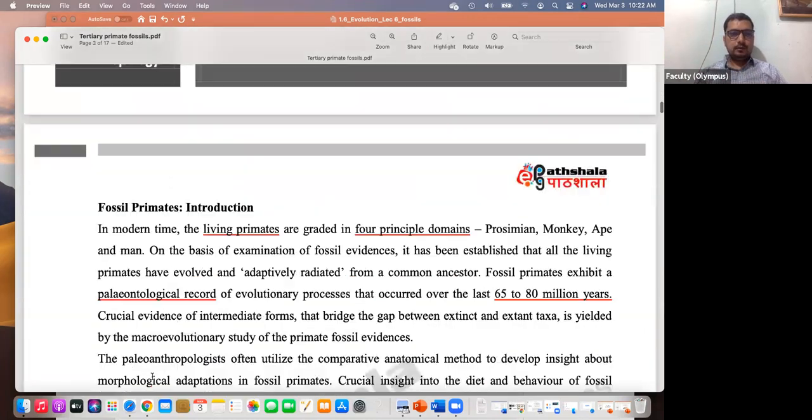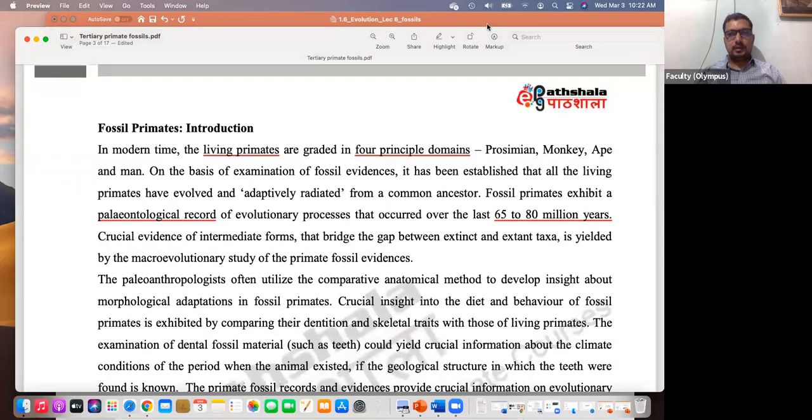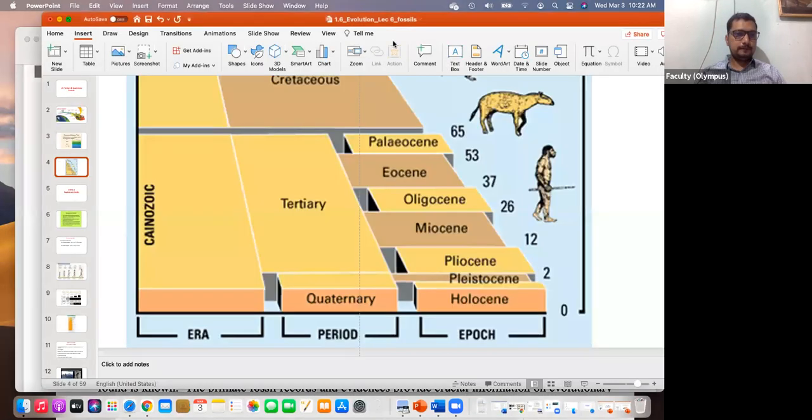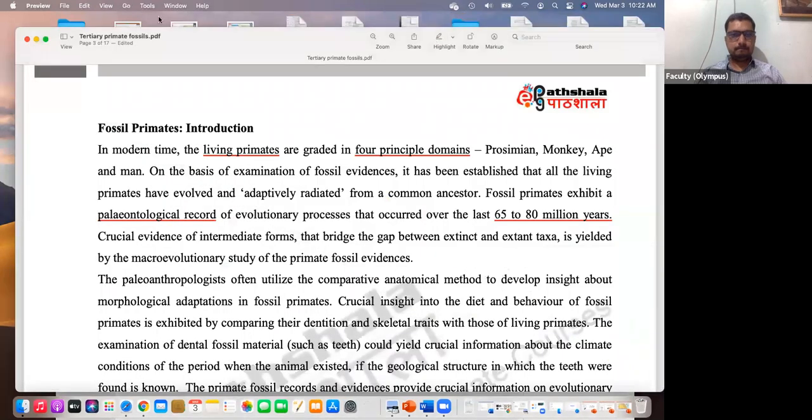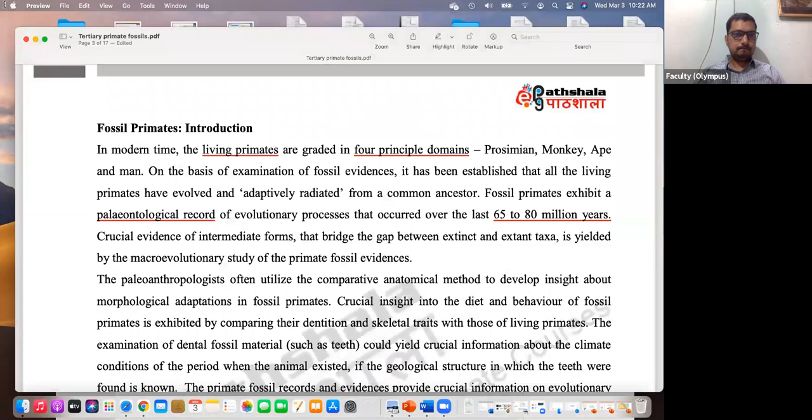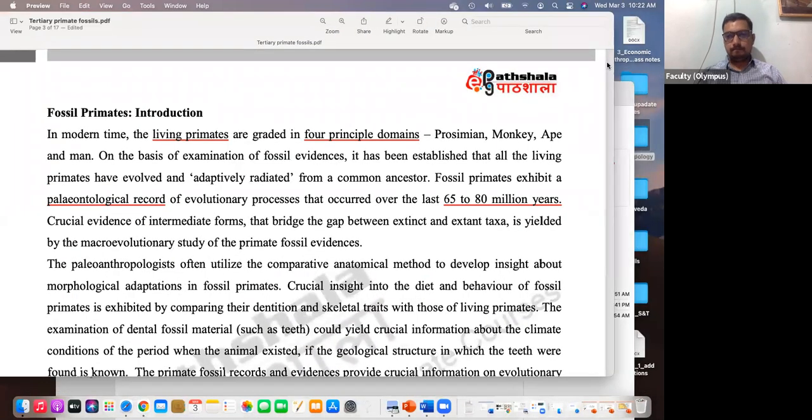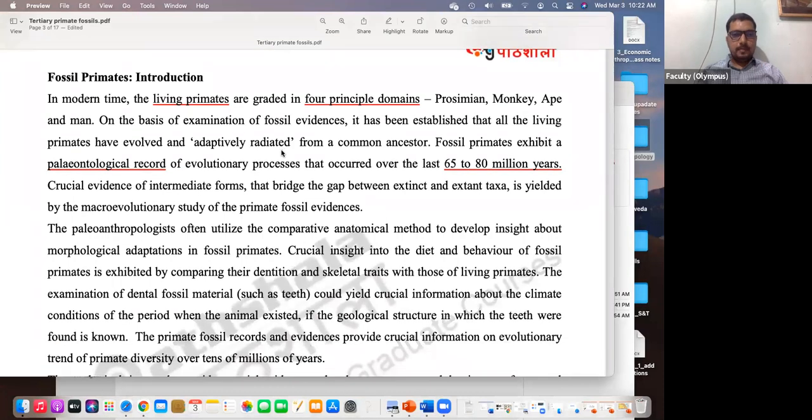So like fossil primates, they normally put the living primates that we already talked about in classification, where we focused on prosimians, various types of monkeys, old world, new world monkeys, apes, and humans. Correct? So these are all examples of the living primates. But there were other fossils that existed before them.